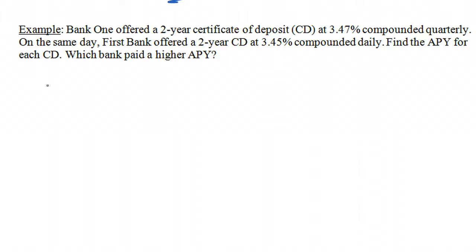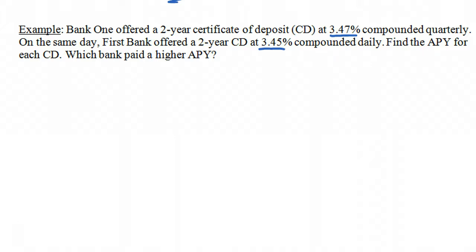Okay, so we're going to compare CDs. By the way, you can just go and get one of these at a bank if you want to. Right now the interest rates are pretty low, at least when I'm making this video. But anyways, which of these banks offer the better CD in some sense? You might think it's got to be the bank one, because they're offering 3.47%, and this one's only offering 3.45%. But notice this one is compounded daily, whereas the 3.47 is only compounded quarterly. So which one ends up giving you more money, essentially? Which one has the better APY, annual percentage yield?